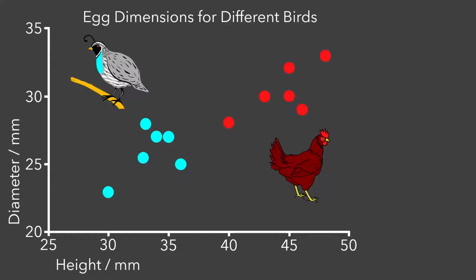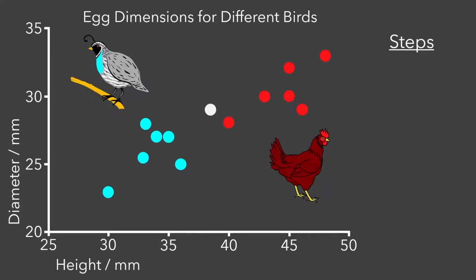And we're going to use the k nearest neighbours algorithm to predict whether an unknown point, which I'll show here as white, is either a chicken's egg or a quail's egg. But how are we going to do this? Well, let's have a look at some steps.